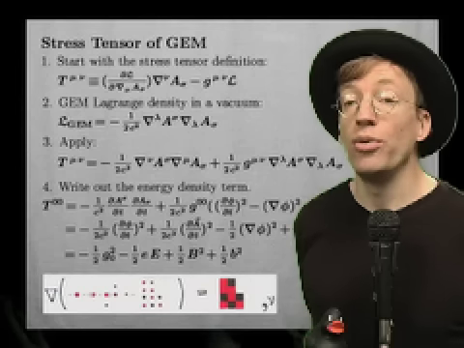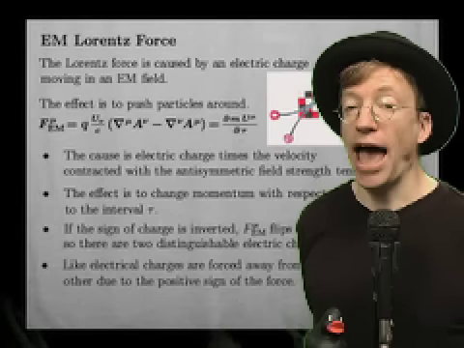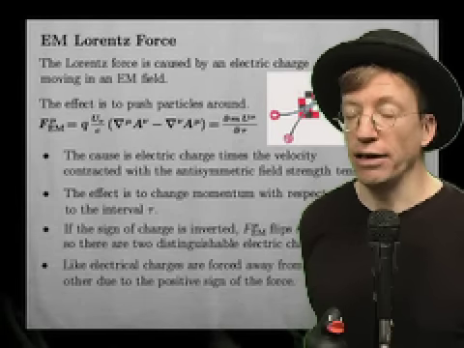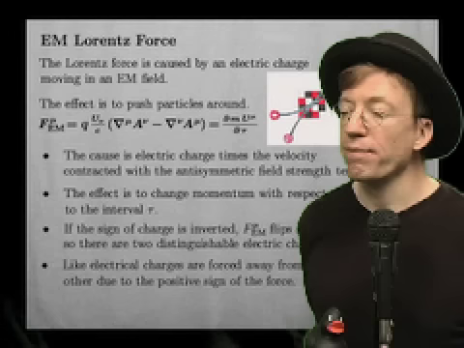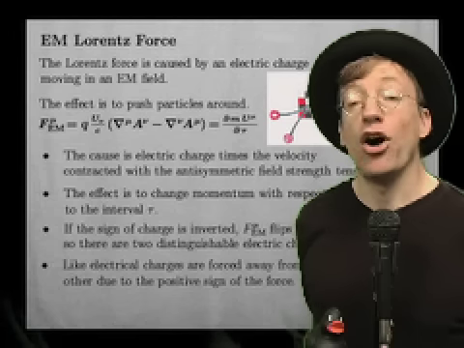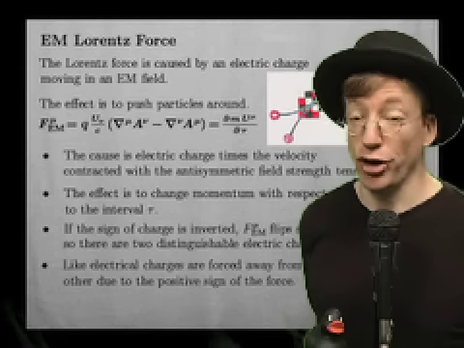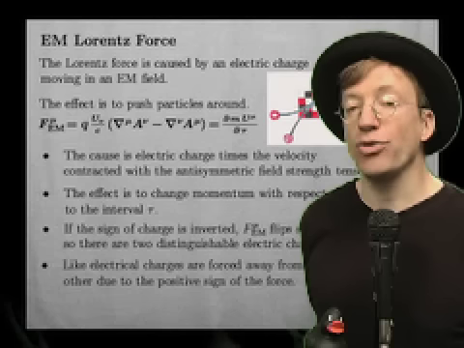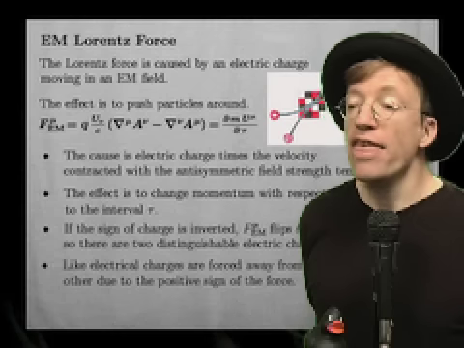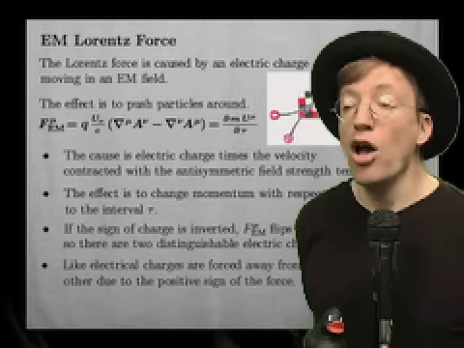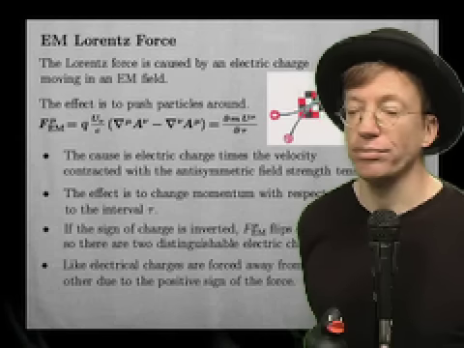We now move to the Lorentz force of EM. This is a force that tells us how to move around electric particles in a relativistic kind of manner. And it has a cause term. That cause term is the electric charge in motion, or current, that gets contracted with the antisymmetric field strength tensor. This equals the effect term, which is just the change in momentum with respect to the interval tau.